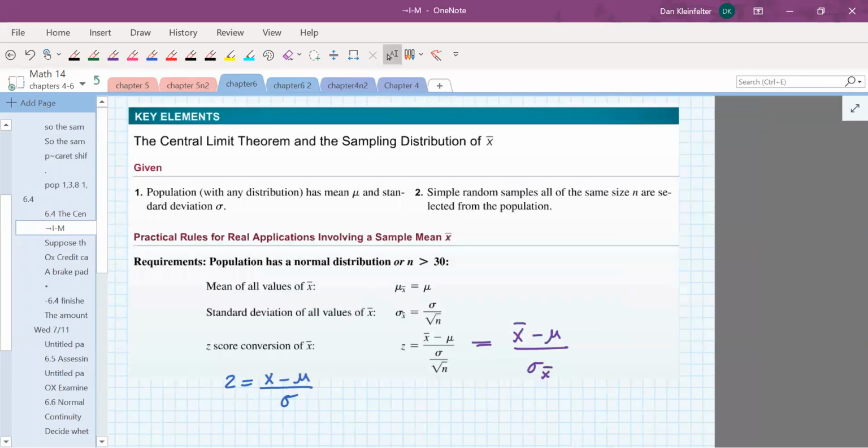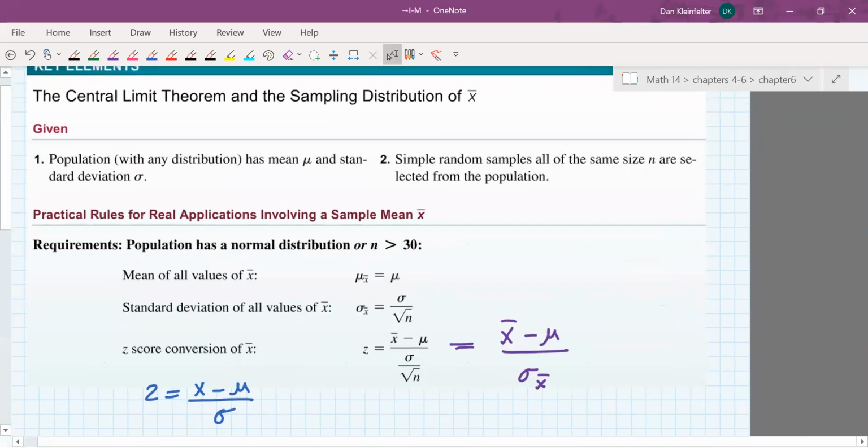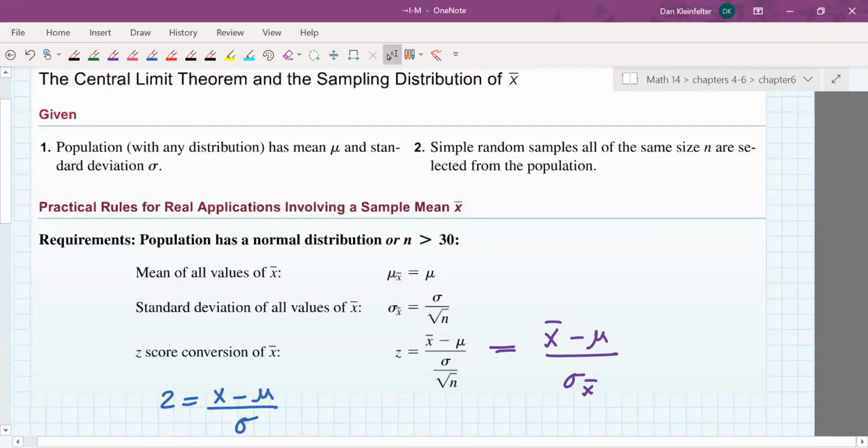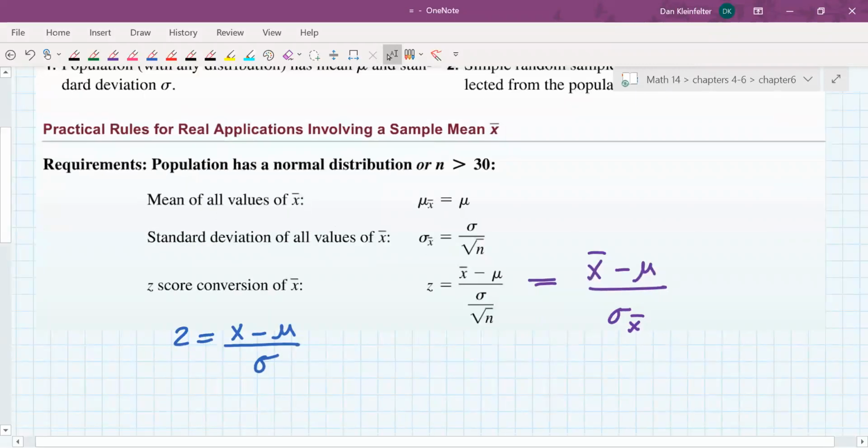Okay, so more on the central limit theorem. Suppose that we're given a population that has any distribution, could be normal or not, but it has a mean of mu and a standard deviation of sigma. And we're taking, as always, simple random samples, the same size samples all the way through. We can't take 25 women in one sample and then 27 in another, for example. We have to have all the same sample size throughout. So what do you get?